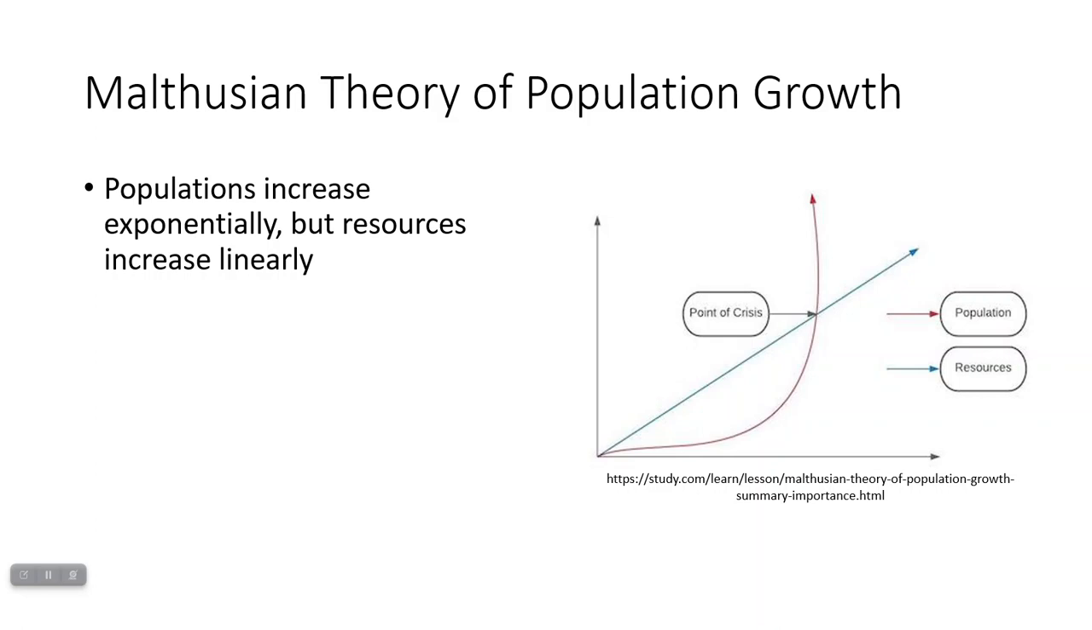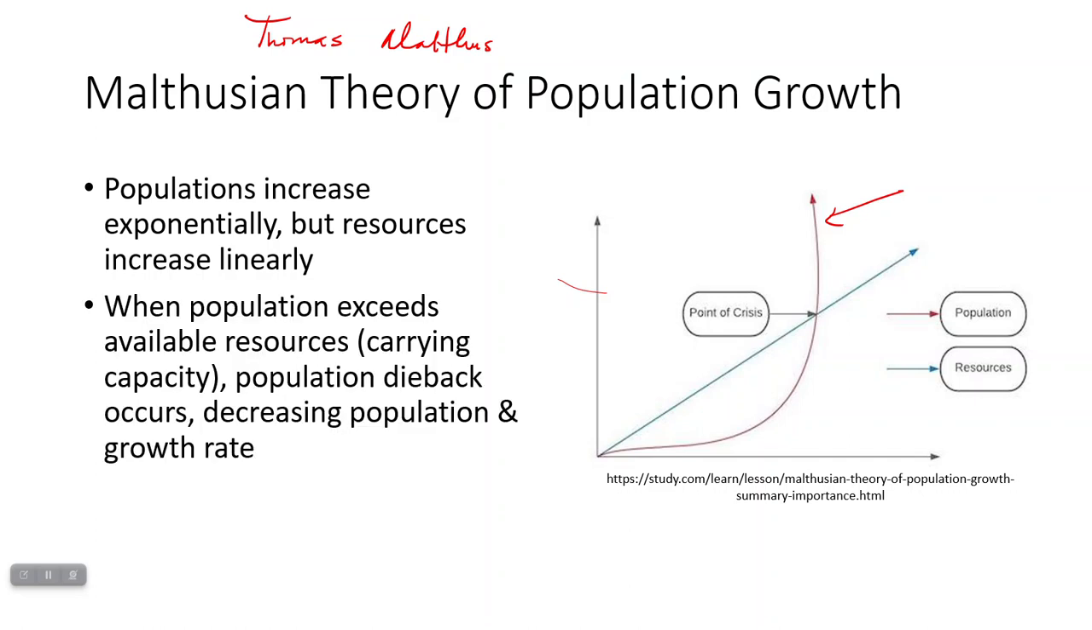Population growth is limited by what we call the Malthusian theory of population growth. There was a philosopher named Thomas Malthus. He actually influenced Darwin's theory of evolution. He said that populations increase exponentially. So if you look at this graph, the red line is population, and it's increasing exponentially, faster and faster and faster. But resources only increase linearly.